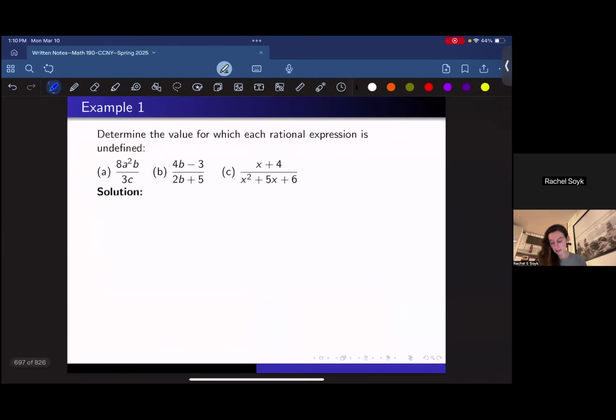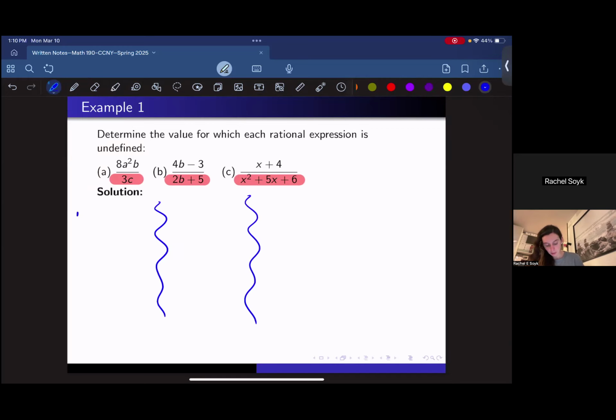So now knowing this, why don't we look at these 3 examples and figure out what values make these rational expressions undefined? Let's not worry about the numerators. That's not our concern right now. We really just want to hone in on these denominators and set them equal to 0 to figure out what values make them 0.